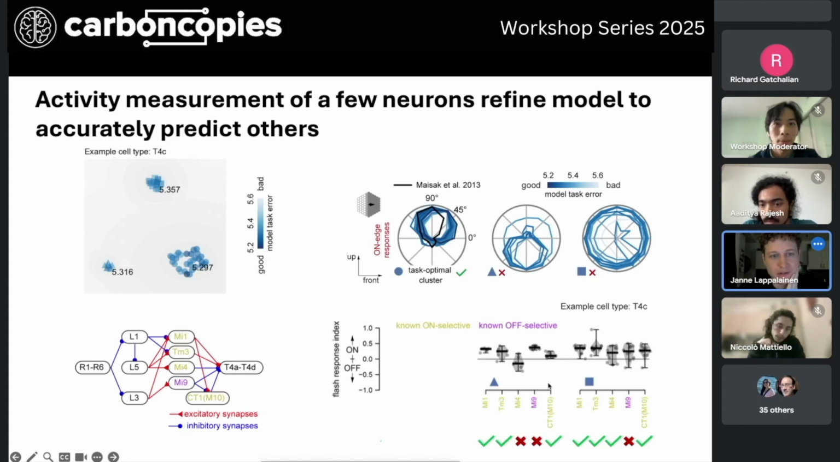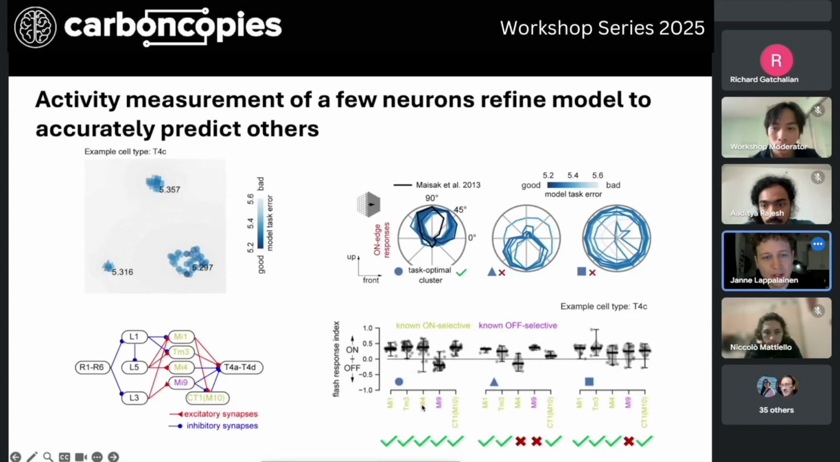And then for this cluster, the Mi9 cell again does depolarize to the light increment, but also the Mi4 cell is switched. So now the Mi4 cell is off selective, and this enables the model to tune downwards for the T4C cell. And then in this cluster, both of them are predicted correctly.